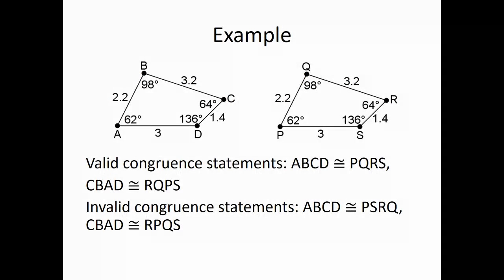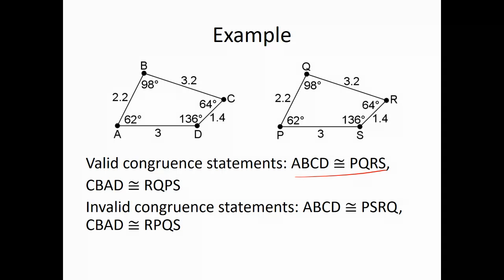So here are the two quadrilaterals again, ABCD and PQRS. Here are valid congruent statements. ABCD congruent to PQRS. That's the first of the ones that I gave you. And the reason that that is a valid congruent statement is it gets the congruences right. A does correspond to P. You see them both in first position. B does correspond to Q. C does correspond to R. D does correspond to S.